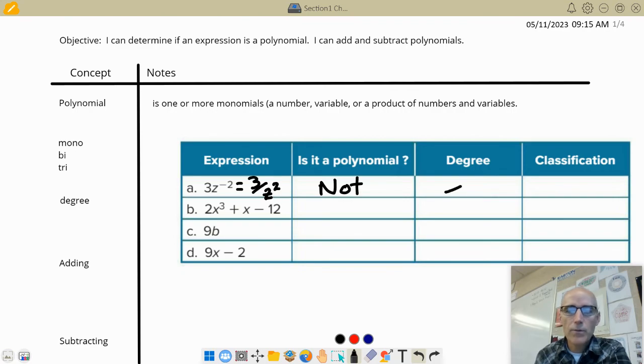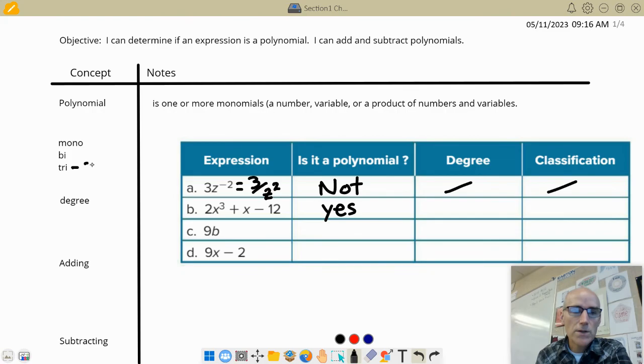So you don't have to fill out this part about degree. I haven't talked about what the degree of a polynomial is. And we don't have to classify it, because since it's not a polynomial, we don't have to worry about those. This one is a polynomial because you have 2 times x times x times x plus x minus 12. So yes, it is. It's just multiplication and addition and subtraction over here. So that's totally fine. We got a monomial, a monomial, a monomial. There's 3 of them. So this is called a trinomial.